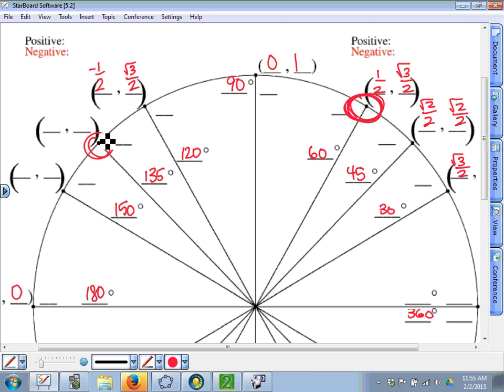Now what about this point right here that I'm circling? Negative square root of 2 over 2, comma, positive square root of 2 over 2, right? And then the one just beneath it is going to be negative square root of 3 over 2, comma, 1/2.